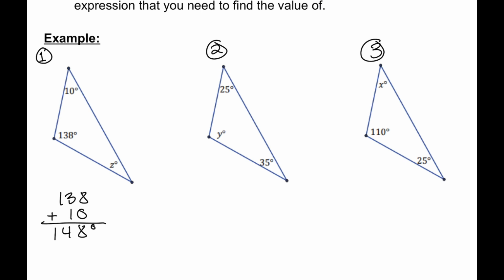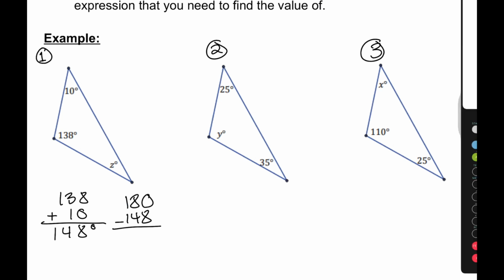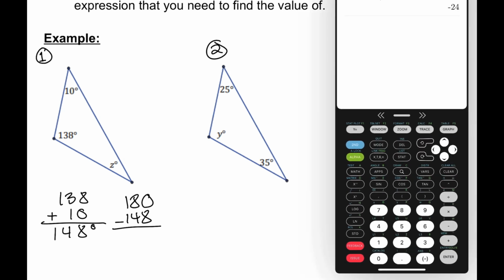They only gave us 148, but we need it to be 180 degrees, so we have to find the difference. So we're going to take 180 and subtract 148 from it. Okay, when we do that, we can use our calculator. We take 180 degrees and subtract 148, and we get our answer to be 32 degrees. So the value of z is 32 degrees for that problem.